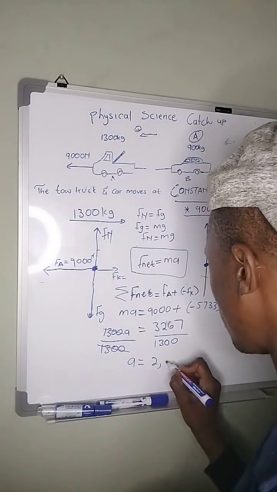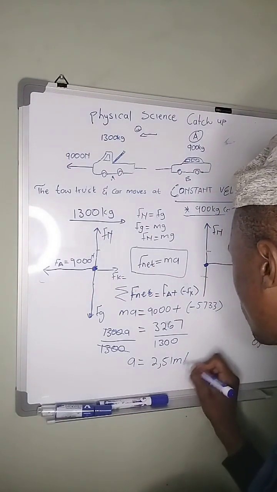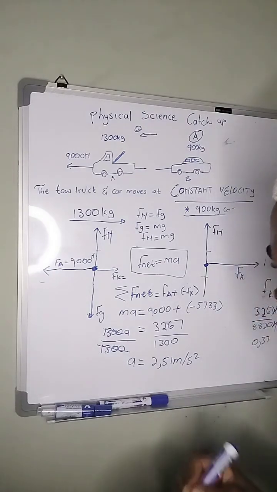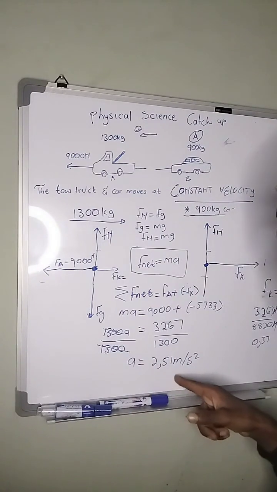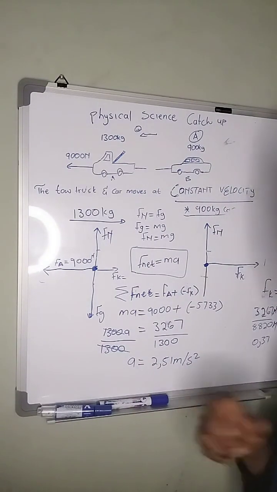It's going to be 2,51 meters per second squared. Yes, this is the correct one. This one I believe is the correct answer.